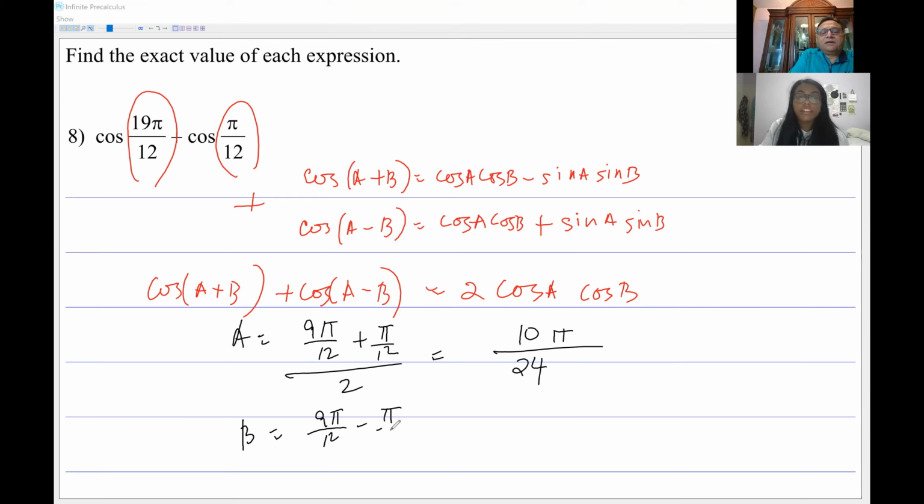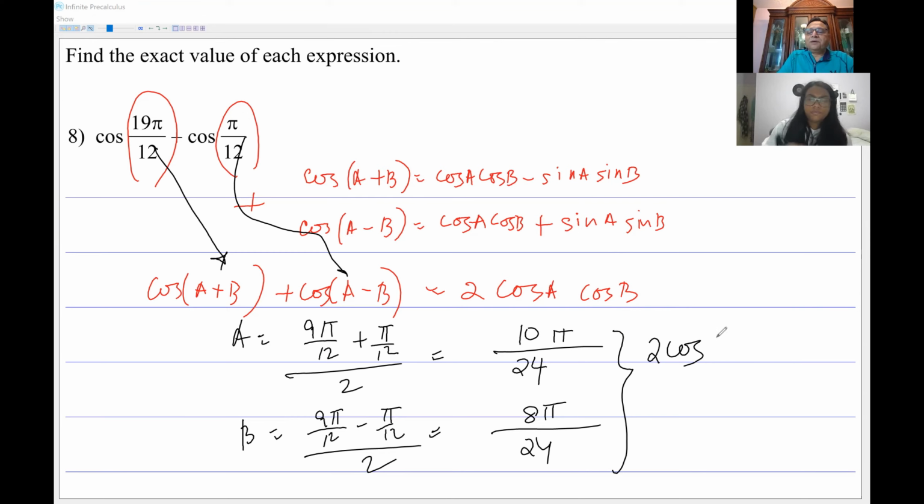So the answer will be, I could write this as this, correct? And this in this form. So my answer will be equal to 2 times cos of A, which is 10 pi by 24, and cos of 8 pi by 24. Do you understand? That is your answer. You can always simplify them and write in lowest terms, but that is basic. This is a very interesting question, which now you should try. Is that clear to you?